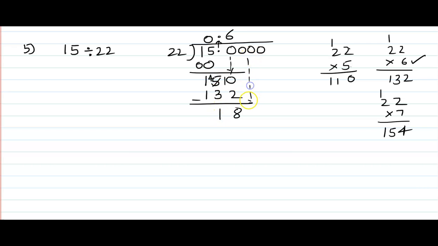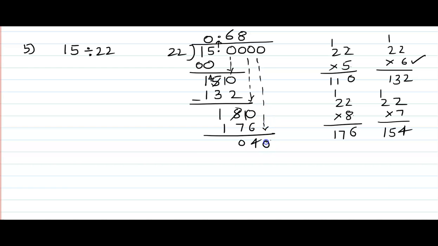Now this 0 is coming down. 180. So how many 22 are going? 22 times 7 is 154. Let's try 8 times. 8 times 2 is 16, carry 1, 8 times 2 is 16 and 1 is 17. 176 is very close to 180. So 22 times 8 is 176. 10 take away 6 is 4, here it is 7, so it is 0. Now this 0 is coming down, we got 40. So 22 times 1 is 22, because 22 times 2 is 44, more than 40. So 10 take away 2 is 8, 3 take away 2 is 1, 18.